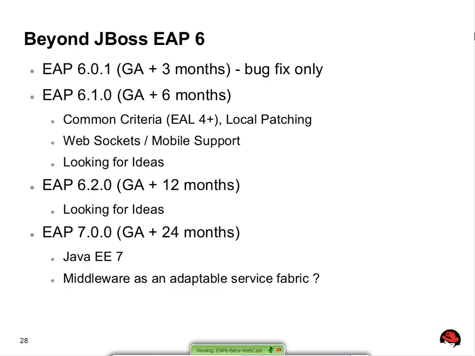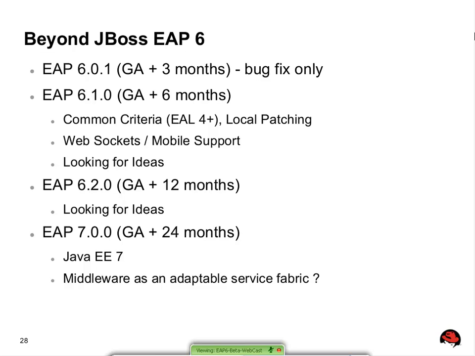EAP6 represents a long-term release family. It's not just a single release. We expect people to be deploying on EAP6 for many, many years to come. And as such, we will be pushing a long-term roadmap. We're already planning a 6.1 and potentially a 6.2 release.